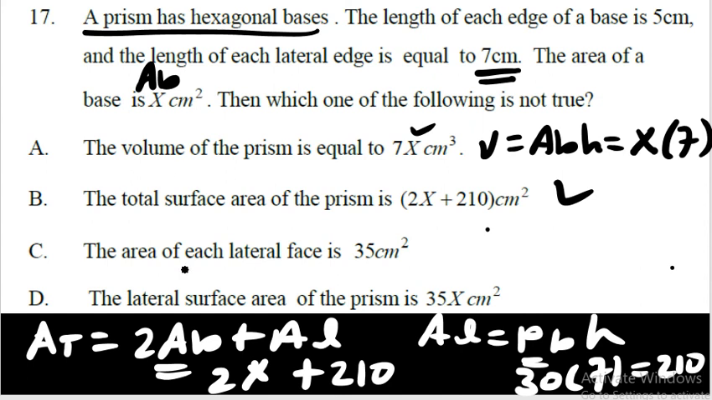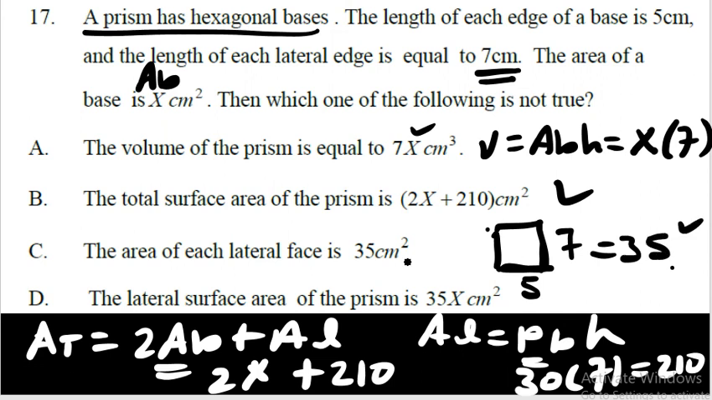C says the area of each lateral face. For one of the faces, you can consider the height as the length and the base as the width. Each base is 5, so 5 times 7 will be 35. Yes, that is correct again.